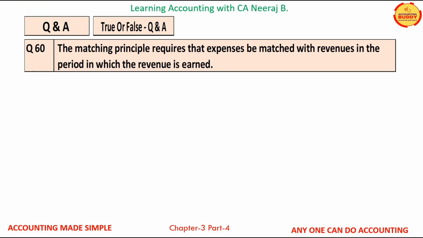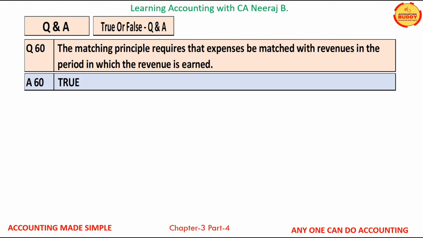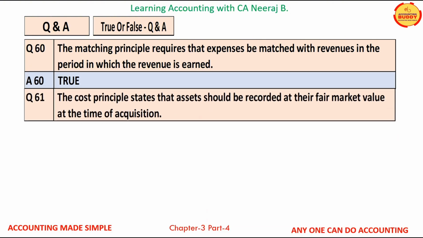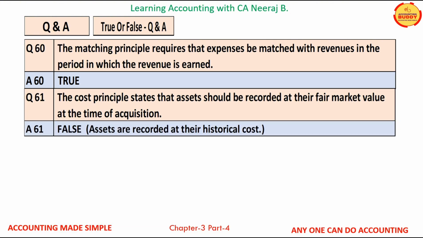Question number 60 on your screens is the matching principle requires that expenses be matched with revenues in the period in which the revenue is earned. This is a true statement. Question number 61. The cost principle states that the asset should be recorded at their fair market value at the time of acquisition. This is a false statement. Assets are recorded at their historical cost.